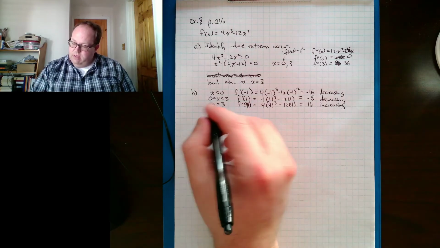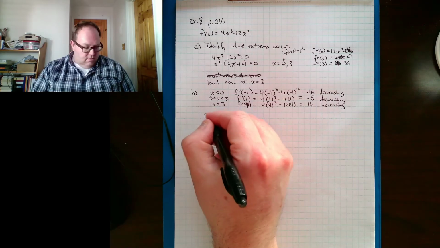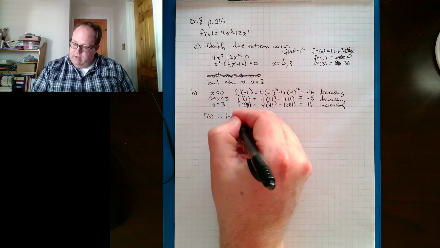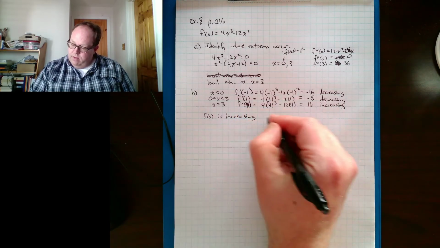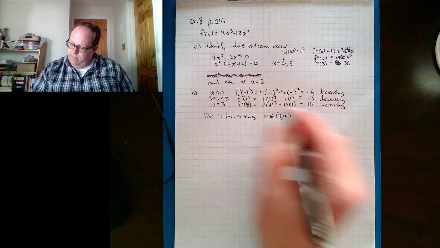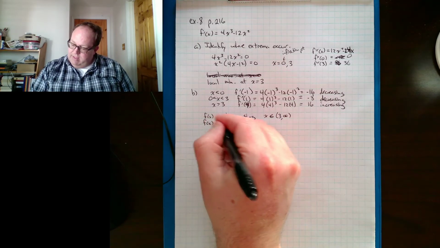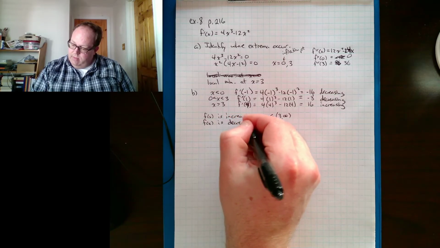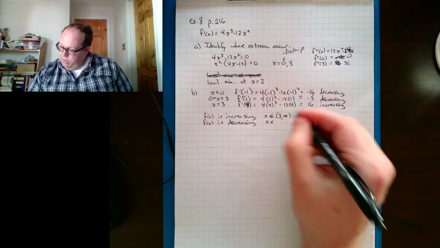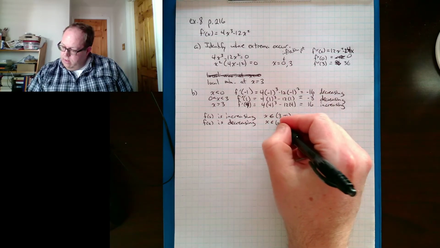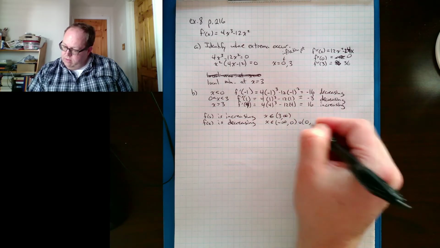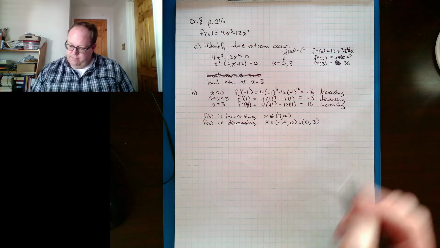So my function f of x is increasing for values bigger than 3, and f of x is decreasing for values between negative infinity and 0, joined with values from 0 to 3.